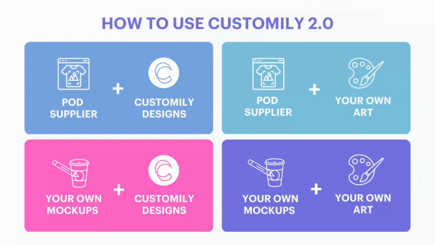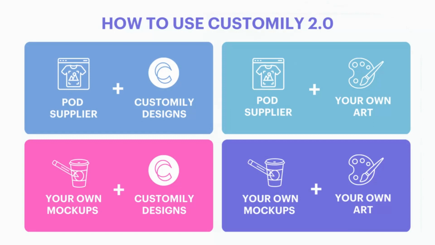So we can say that there are 4 different paths you can explore with Customily 2.0. You can work with a print-on-demand provider who has its own product catalog and add a design from Customily's library to it. This is the fastest path, the one that allows you to have published products ready to sell in minutes. You can work with the print-on-demand provider, but choose to add your own designs to the products. In this case, you will have to populate your design library before being able to publish products in your store.